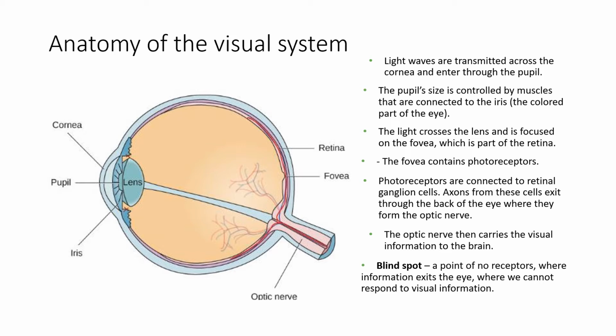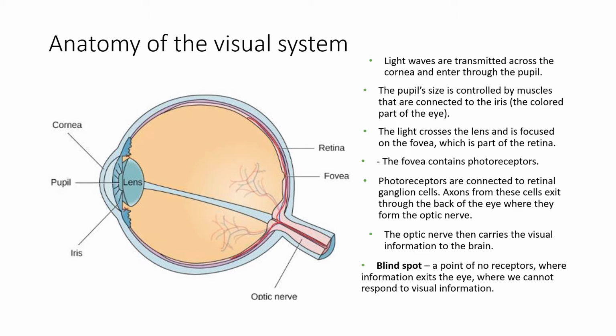So the pupil size is controlled by muscles that are connected by the iris. And the iris is the colored part of the eye. The light then crosses the lens and it's focused on the fovea, which is part of the retina.